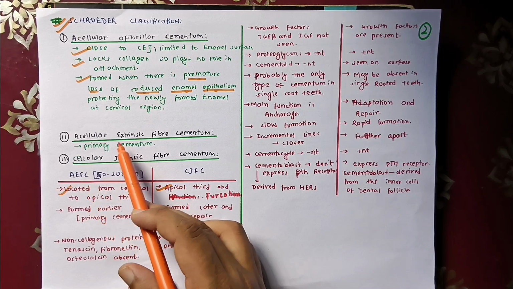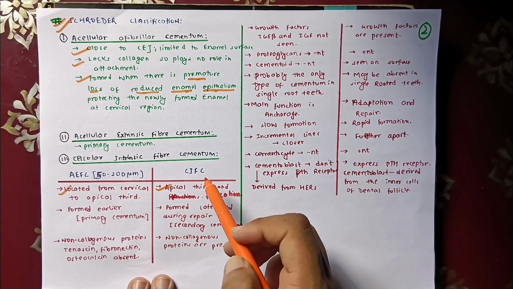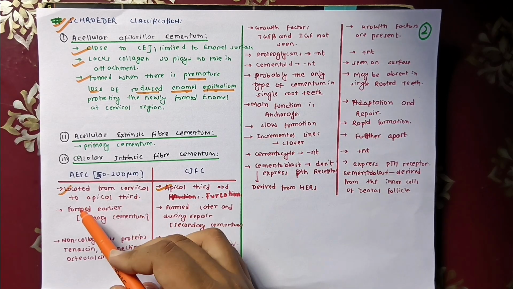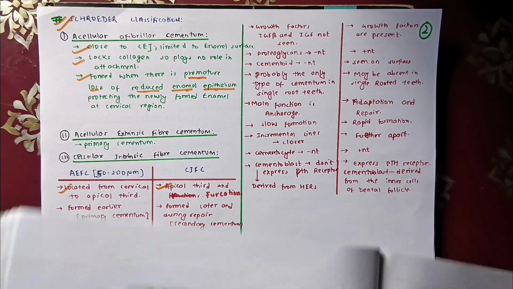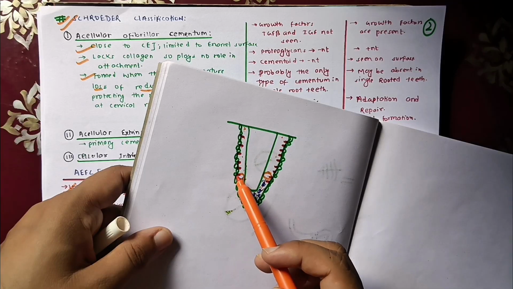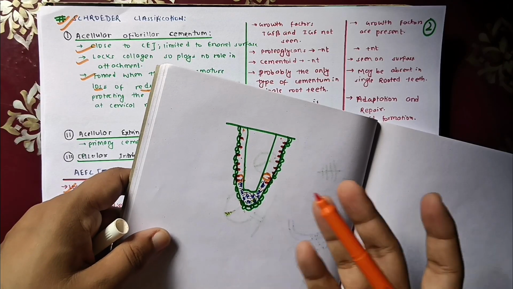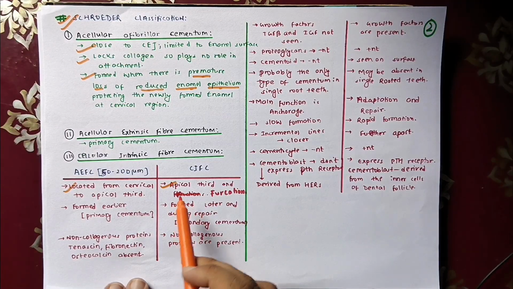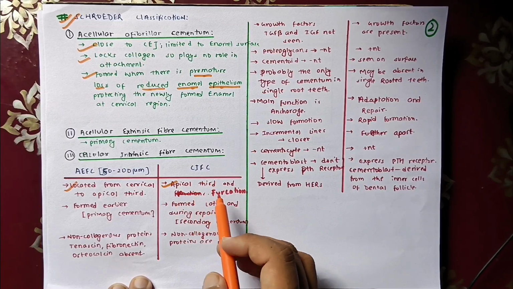So AEFC, that is a short form of acellular extrinsic fiber cementum, thickness is 50 to 200 micrometer, and CIFC, cellular intrinsic fiber cementum. Okay, so AEFC is located from the cervical to the apical third. I have discussed this in this picture too. So from the cervical third to the apical third there is acellular extrinsic fiber cementum, and in the apical third there is cellular intrinsic fiber cementum, also in the interradicular areas. So this apical third and at the furcation, at the furcation there is cellular intrinsic fiber cementum.